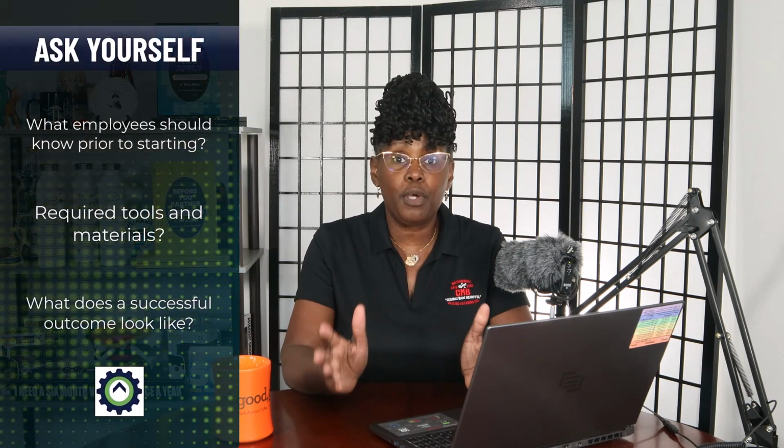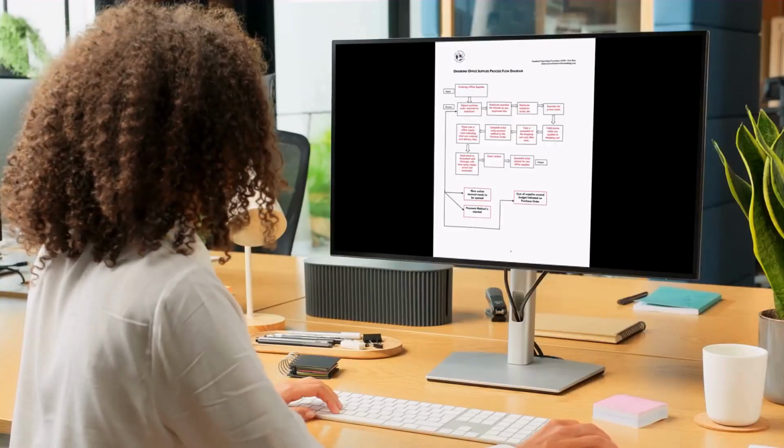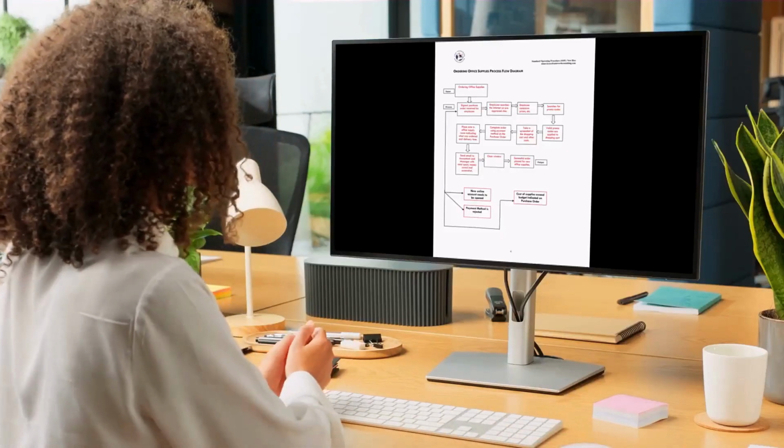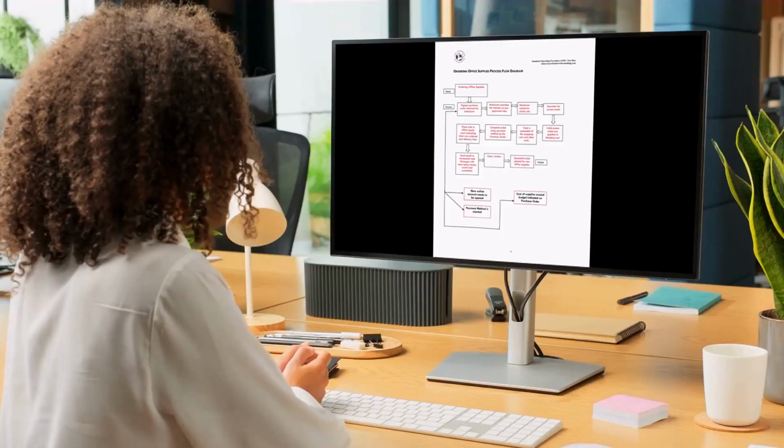The best SOPs are written by the person who regularly performs the task. Ask yourself, what does the person need to know before they start? What materials or tools are required? What does a successful outcome look like? Everything an employee needs to complete the outlined SOP task should be listed in the document. Tools, materials, software, all of it.